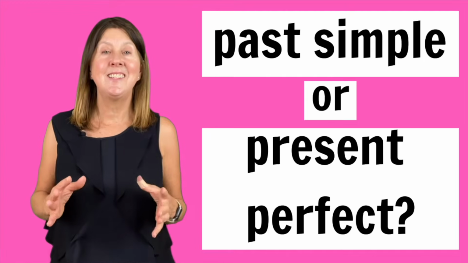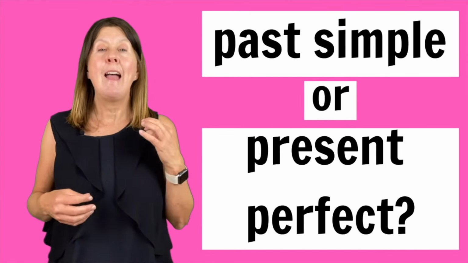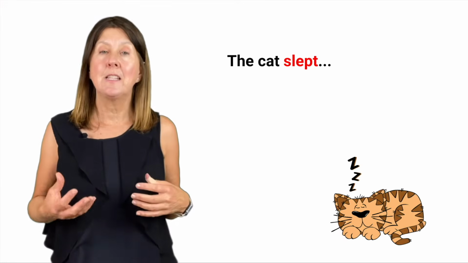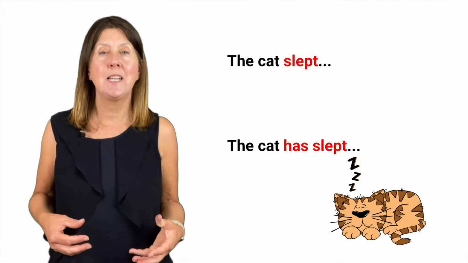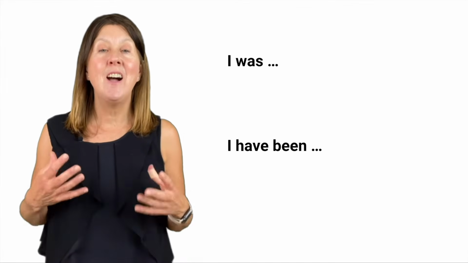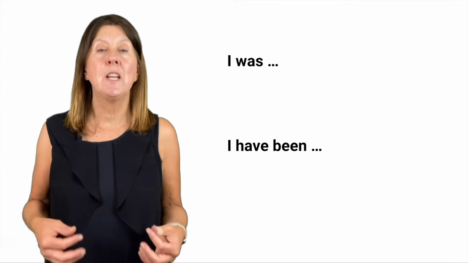Hi, in today's lesson you will learn the difference between the past simple and the present perfect. So the difference between the cat slept and the cat has slept, or I was and I have been. I will tell you when to use them and give you lots of example sentences.